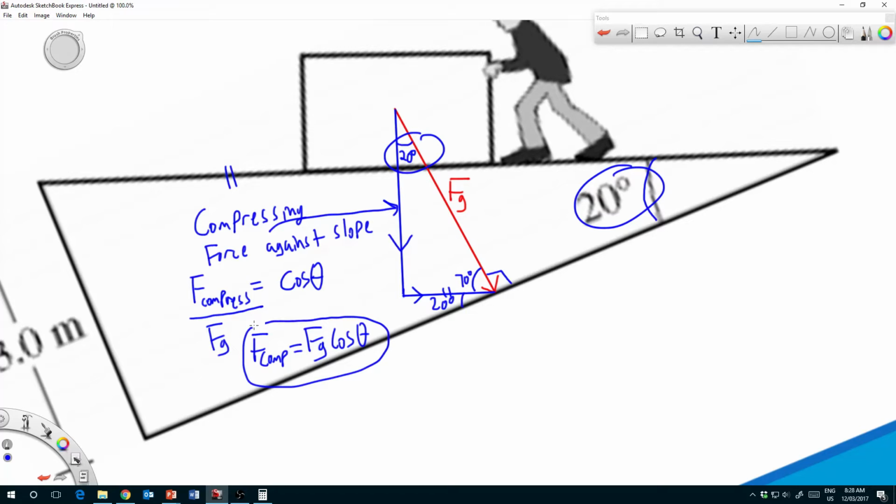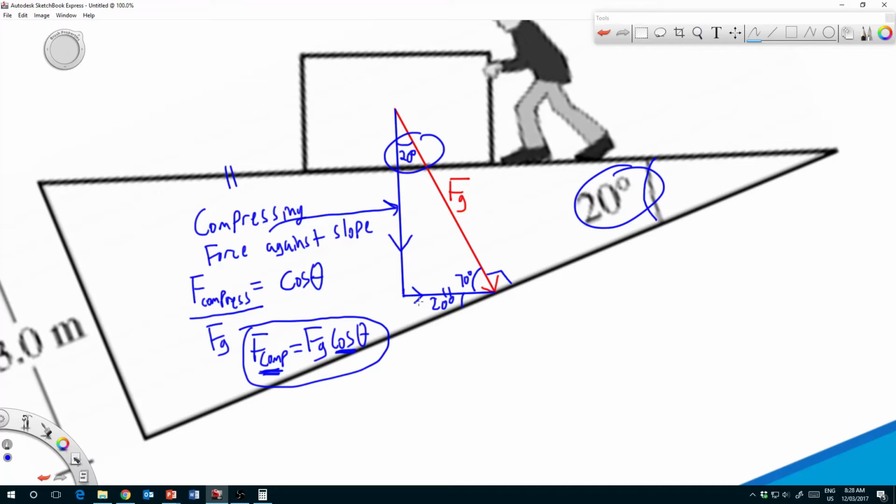Okay, there you go. And now you can sort of see why I've decided to use this 20-degree angle instead of the 70-degree angle, because it's easy to remember then. Compressing force, cosine. Compressing force, cosine. So very easy to remember, right? I hope so, at least.